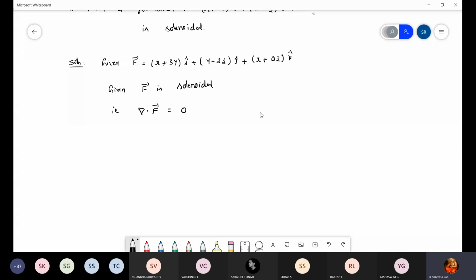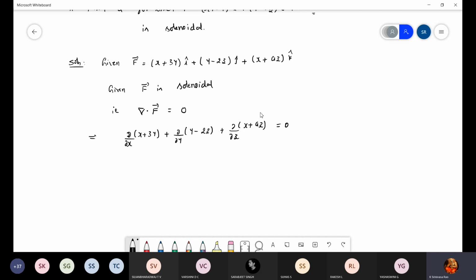So what is the formula for del dot F? This implies ∂/∂x of the first component x plus 3y, plus ∂/∂y of the second component y minus 2z, plus ∂/∂z of the third component x plus az, is equal to 0. We are not proving it equal to 0. It is given solenoidal, therefore we use the answer equal to 0 to calculate the value of small a.